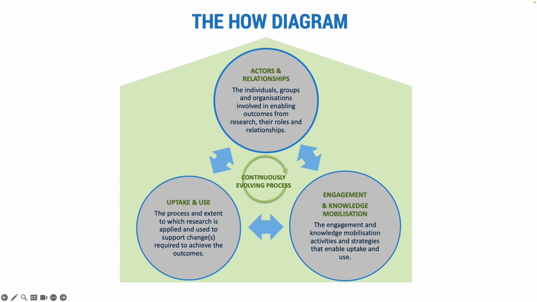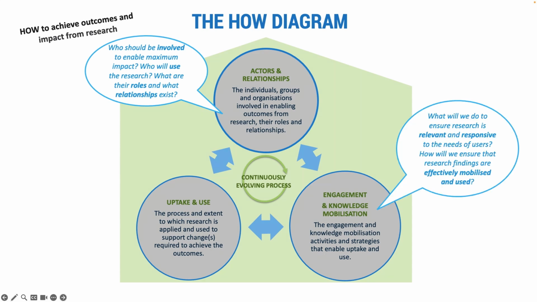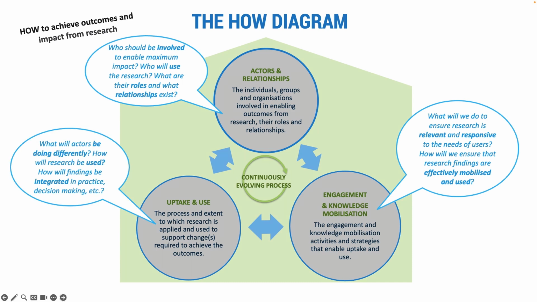So just to recap, in this how diagram, this is all about thinking how to achieve those outcomes. Who do you need to involve? Who are the actors that you need to take action, and the relationships that you need to have to enable that? Then we need to think about how to ensure that we can engage them and make that knowledge accessible so that it can be effectively mobilized and used. And then thinking about what we want those actors to be doing differently. So how can we help them integrate those findings, the research outputs, into their practice or their decision making, or whatever that change state needs to look like?